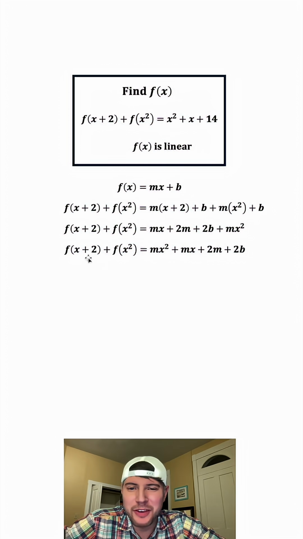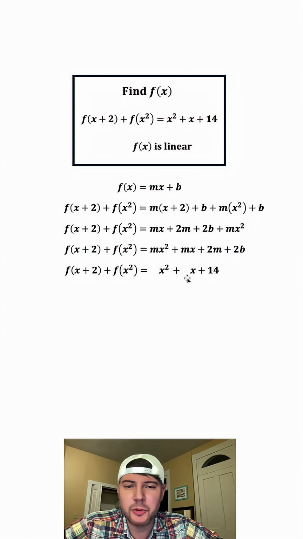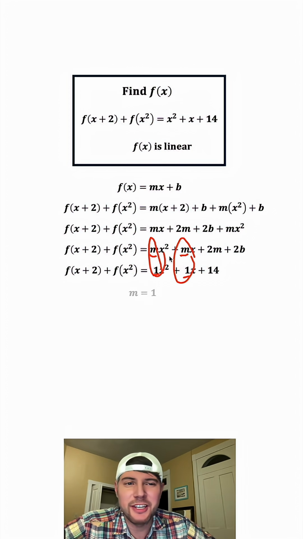So now we know f of x plus 2 plus f of x squared is equal to all this. But we also know that f of x plus 2 plus f of x squared is equal to this. So let's copy this down here. And now since both of these are equal to the same thing, they'll be equal to each other. Let's move this over, and the x squared and the x both have implied coefficients of 1. Now the only way that these two things can always be equal to each other is if the coefficients for the x squareds are always equal to each other. And the same thing for the coefficient for the x's. These will have to be the same. So in both of these cases, m is equal to 1.